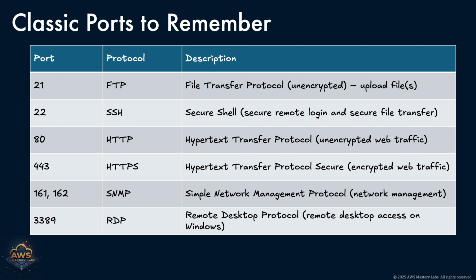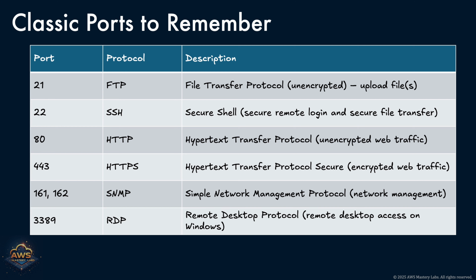Port 443, HTTPS, the secure version of HTTP, HTTPS, Hypertext Transfer Protocol Secure, operates over port 443. It ensures encrypted communication between a client and server, commonly used for secure web traffic, such as online banking or e-commerce sites. Ports 161, 162, SNMP, Simple Network Management Protocol. SNMP operates over port 161 for queries and 162 for traps. These are used for managing and monitoring devices in a network.